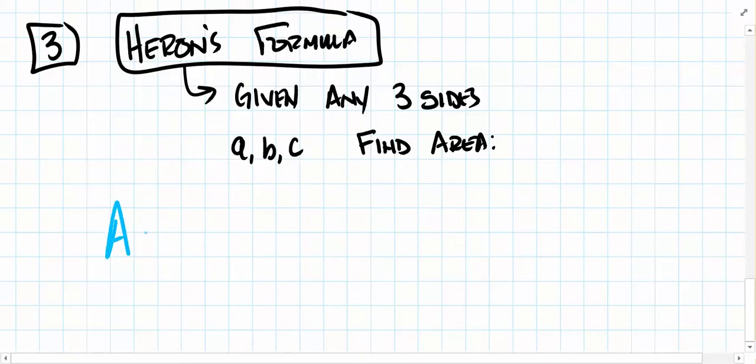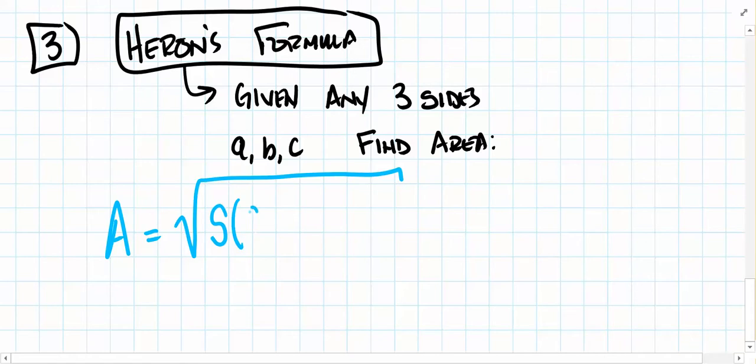So the area is equal to this big square root thing here, right? S. I'm going to tell you what S is in just one second. So it's S times (S minus a) times (S minus b) times (S minus c), and all of that is under the square root.